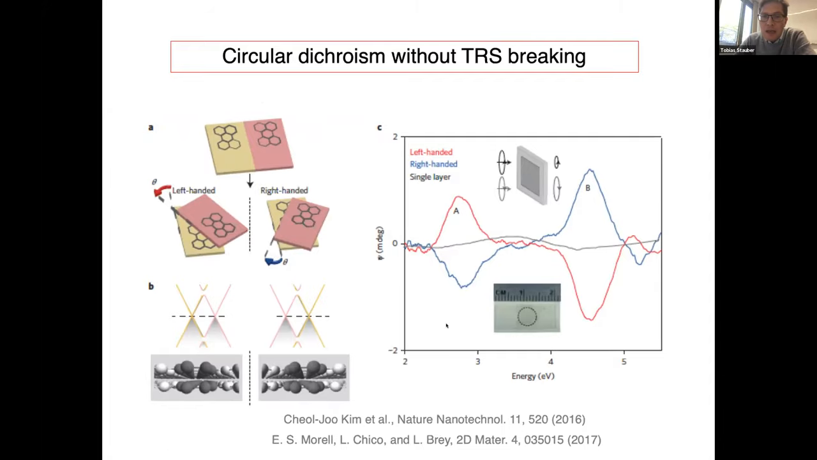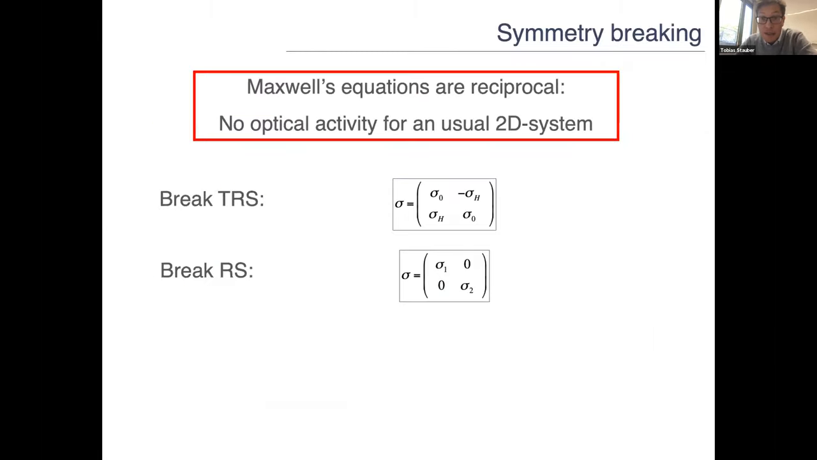We were interested now: is there also a signature of this far field effect in the near field? Is there also some transport signature of this chirality of graphene? For that, we were looking at the conductivity tensor. When you look at usual 2D systems, it's a 2x2 tensor, a rather simple object. And usually you don't see any optical activity because Maxwell equations are reciprocal.